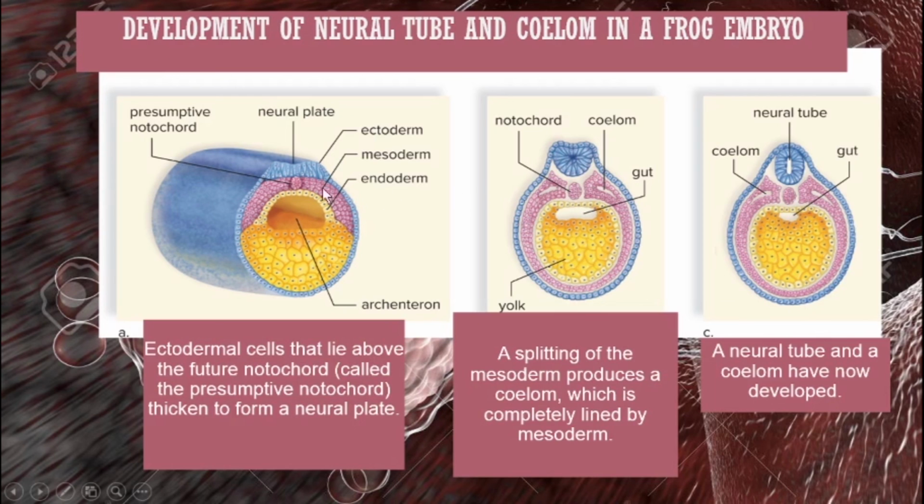And the mesoderm here will split and produce two longitudinal masses, which I explained just now, with coelom, completely lined with mesoderm. And the gut here will form a bit of space and form the primitive gut. And the end result is a neurula with a neural tube and a coelom in the mesoderm.